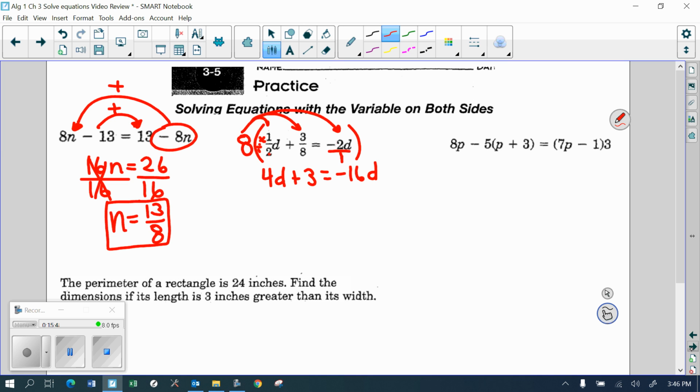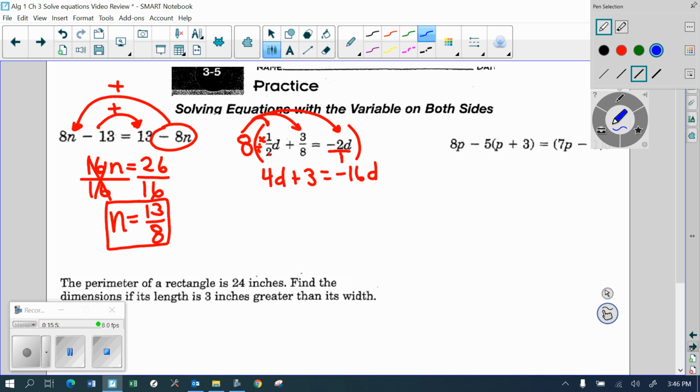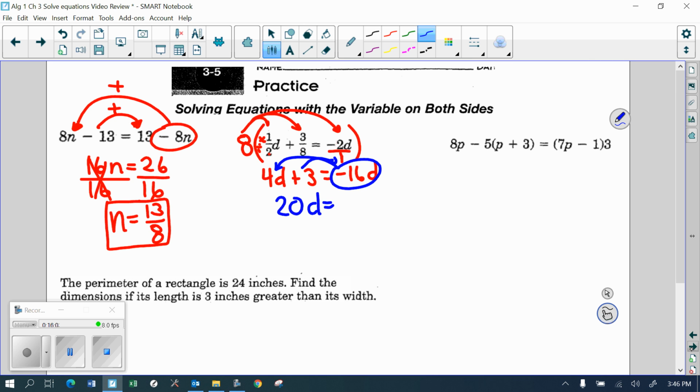And what I just got done saying on the first one, I take which one over to which side? Always the smaller to the bigger side. So I add 16d across to the 4d that's already there, it's 20d. And then that means I'm moving the constant back across the other side. The opposite of plus 3 is negative 3.